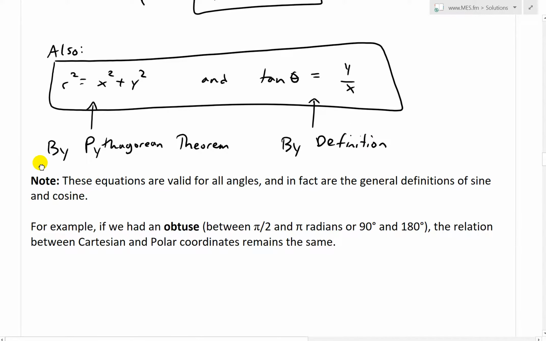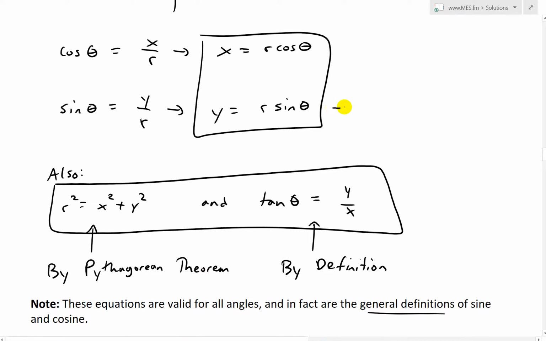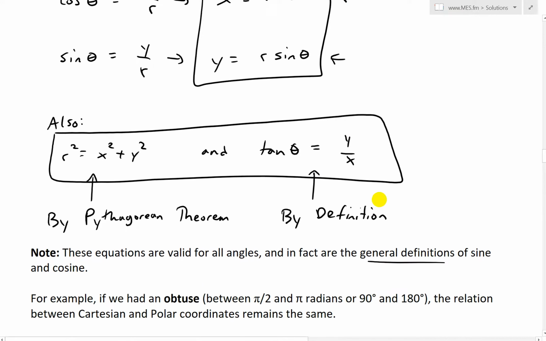And also want to make a note, these equations are valid for all angles and in fact are the general definitions of sine and cosine. So these ones here are in fact general definitions, and they'll work for any angle, even this one here for tan. So they're all definitions.